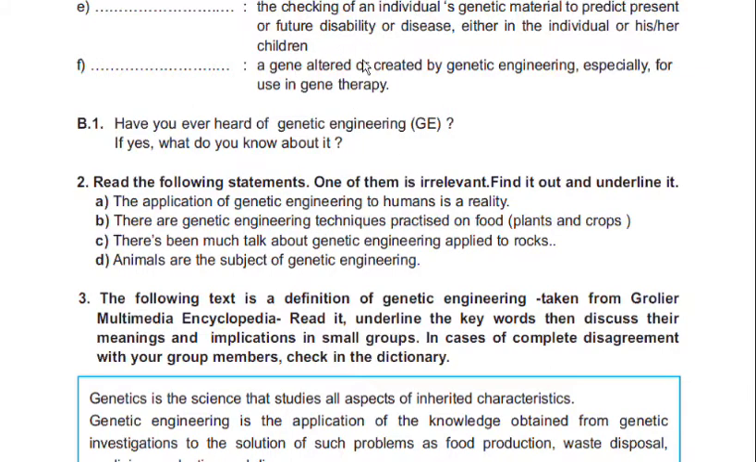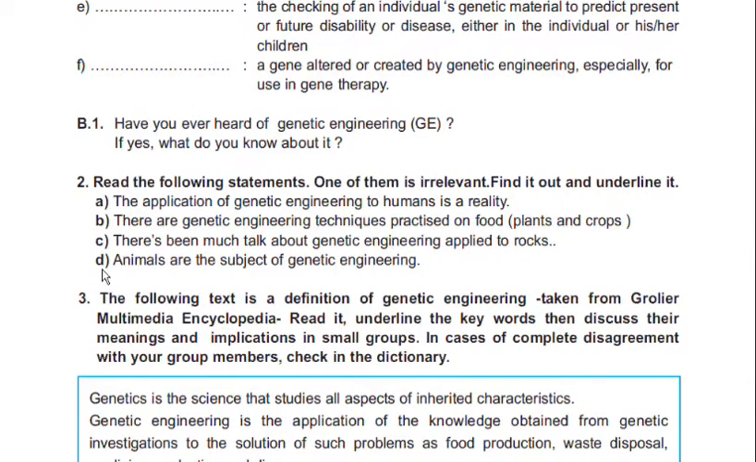In C, there has been much talk about genetic engineering applied to rocks. Because rocks are not living creatures, they don't have genes, and as a result, this statement is not correct, because we cannot apply genetic engineering on rocks. So this is the statement to be underlined or crossed.